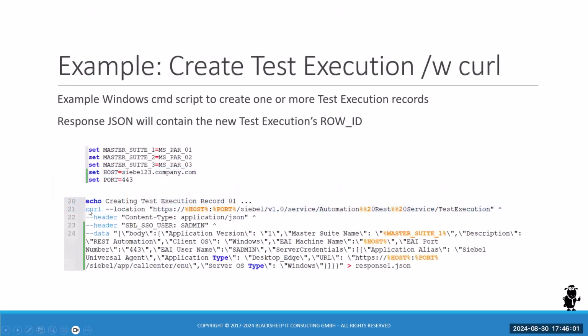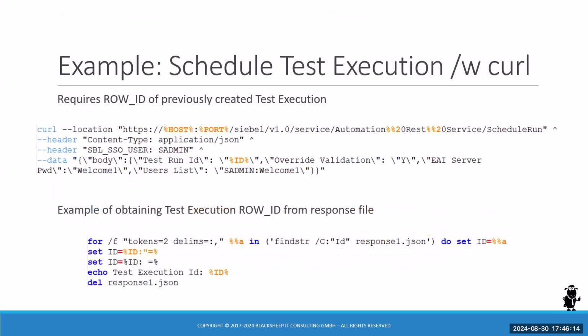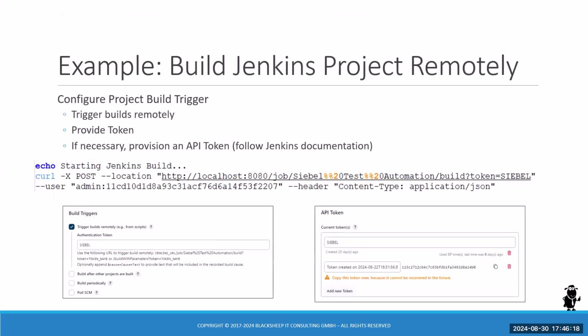So we have a very simple script. You see, it's a Windows command line. So there's any tool really you can use. We use curl to do the inbound REST calls into Siebel, and we create that execution record. We schedule the execution, and then we call into Jenkins to build the projects, of course, remotely through the Jenkins API. So Jenkins is, of course, required for the batch execution, but we don't touch it. So we just run it remotely.